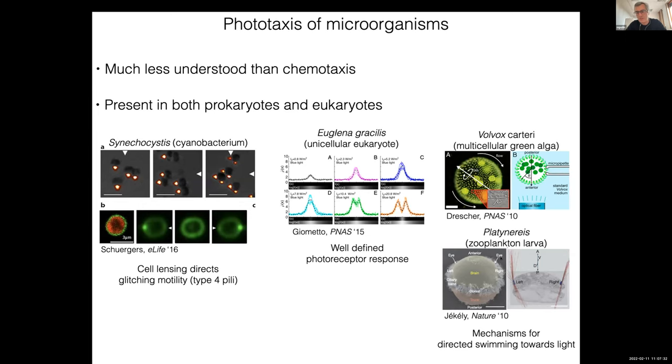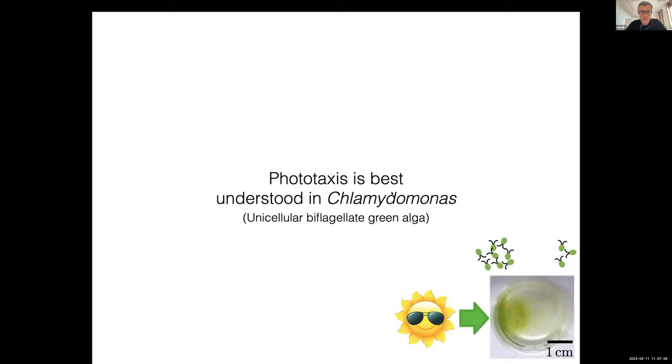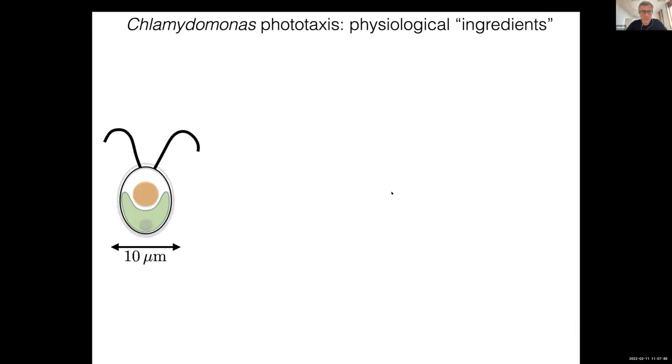At the moment, for me, for example, I'm not particularly interested in that. I'm more interested in this level. Okay, so let's start with Chlamy. I would argue that phototaxis is best understood in Chlamydomonas, amongst the microalgae. So let's try to understand in a nutshell the main ingredients of what is known of phototaxis in Chlamy. You have two things at play here. One is the flagella, so the propulsion, and the other one is the so-called eye spot.